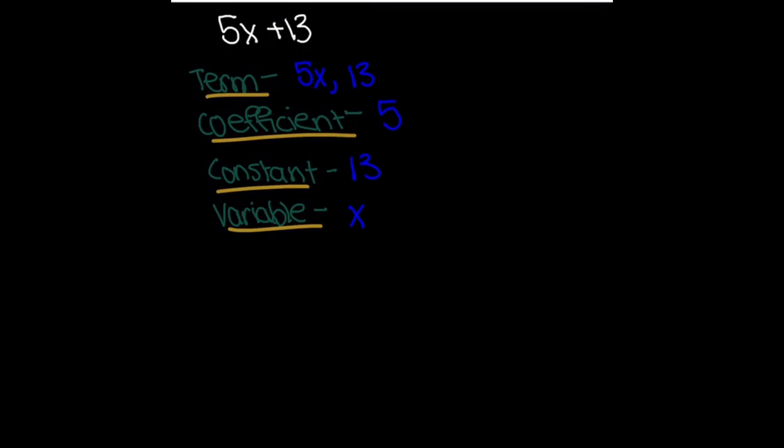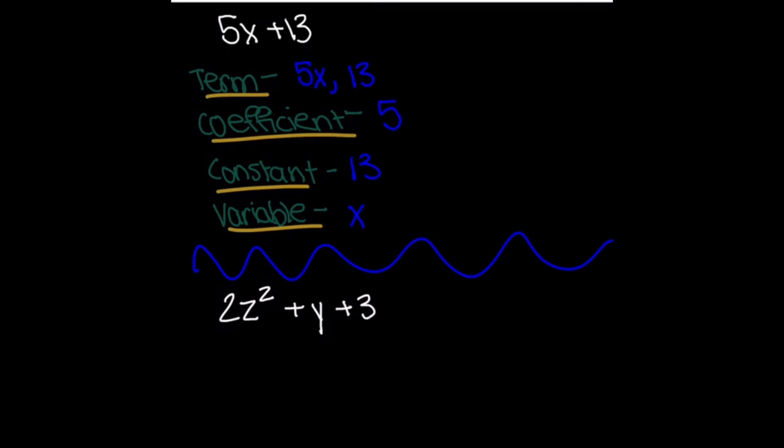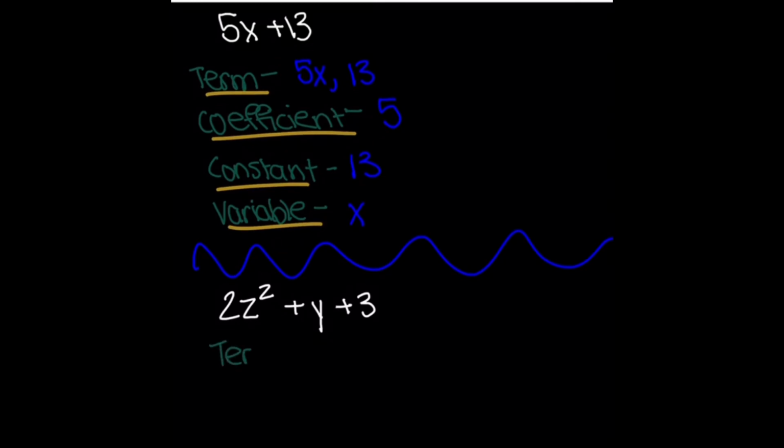Let's do one more. Let's do 2z to the second power plus y plus 3. So what are the terms? Again, it's going to ask for the same thing. Coefficient, constant, and the variable. Okay, now the term. So for our terms, we're going to say 2z to the second power, comma, y, comma, and 3.